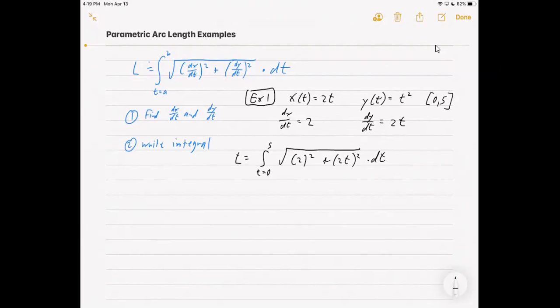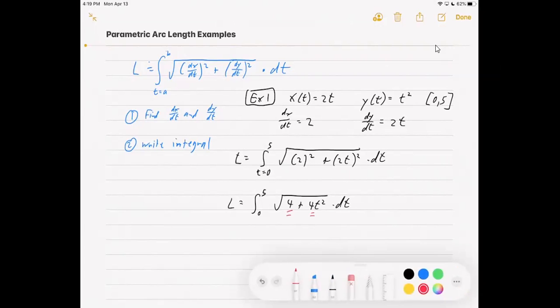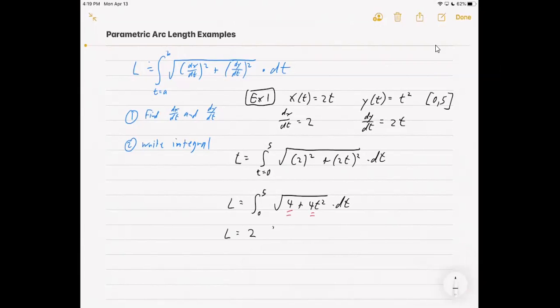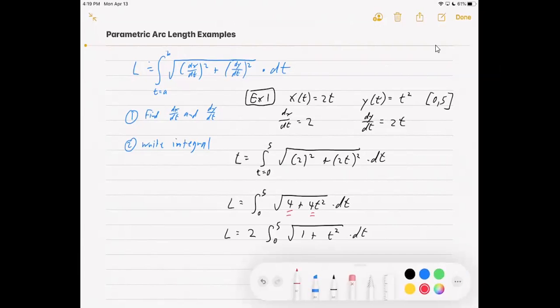All right, so let's simplify that down. That's the integral from 0 to 5 of the square root of 4 plus 4t squared dt. You may notice that there's a factor of 4 on both terms, and if we draw that out of the square root, it becomes a 2. So this could simplify down to twice the integral from 0 to 5 of the square root of 1 plus t squared dt, right? Now, it turned out we're stuck.